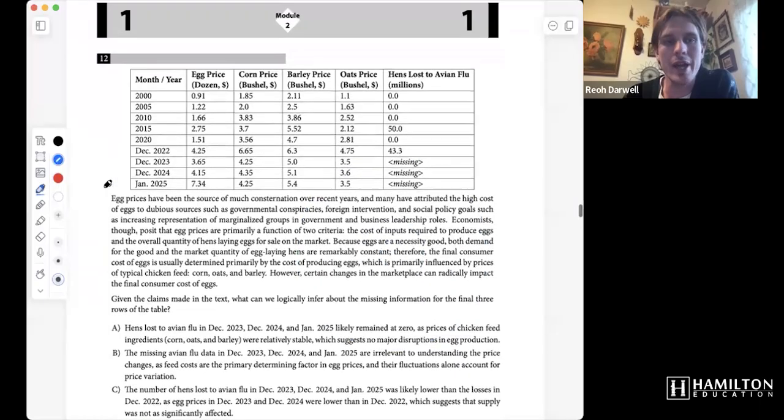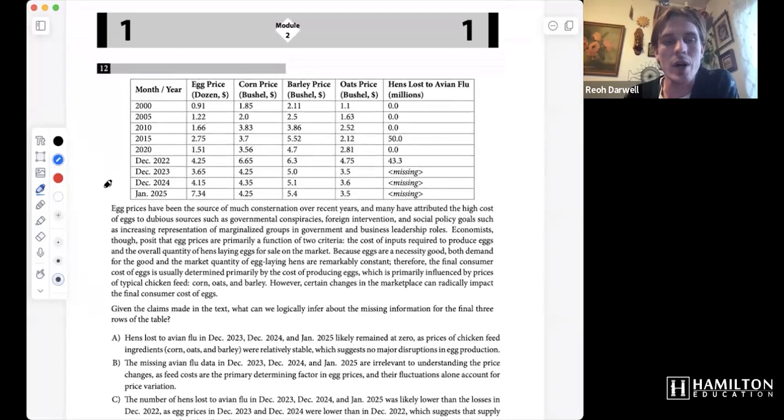All right, with 12, we have a command of evidence question where we're connecting a graph and our information. So here's a table which is outlining the price of all these different things, particularly egg price, and then the price of certain inputs, and the price and the number of chickens lost to avian flu. Okay, so then we read the text and we see that a lot of people are really complaining about egg prices.